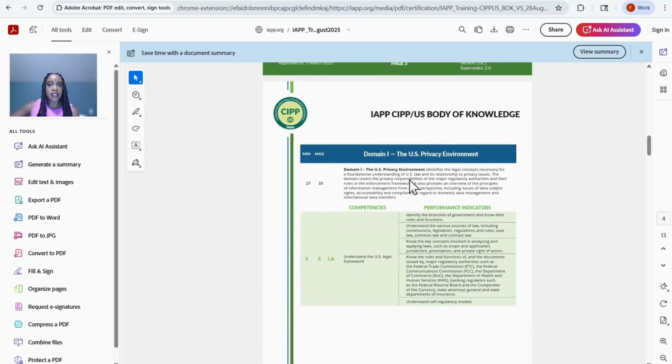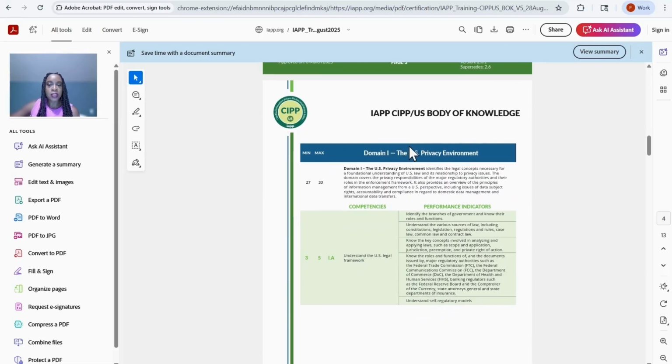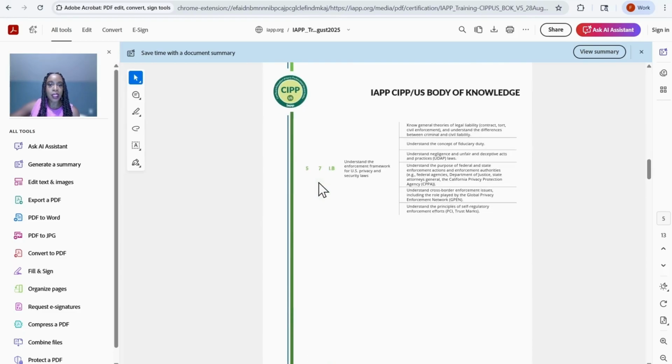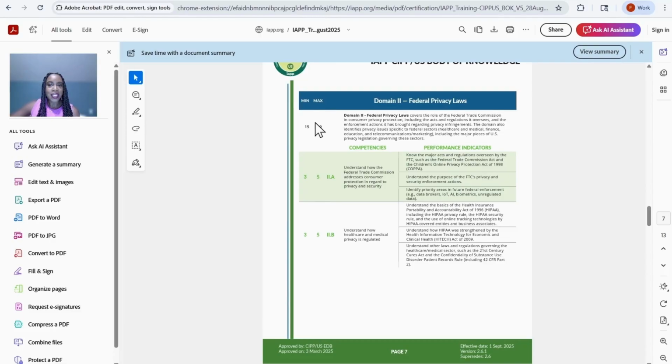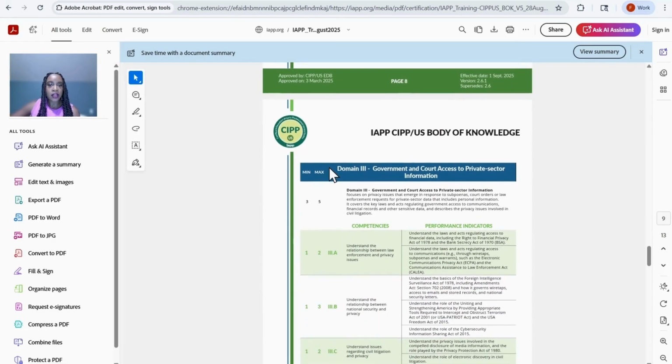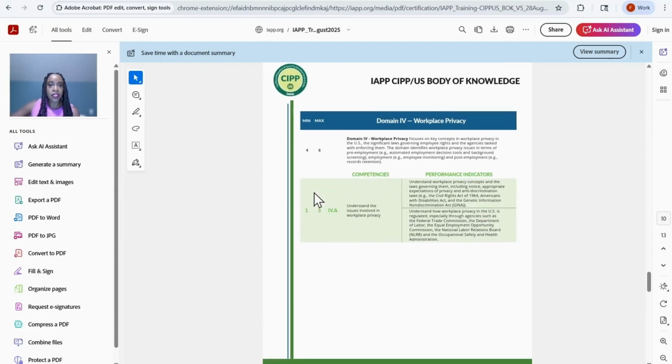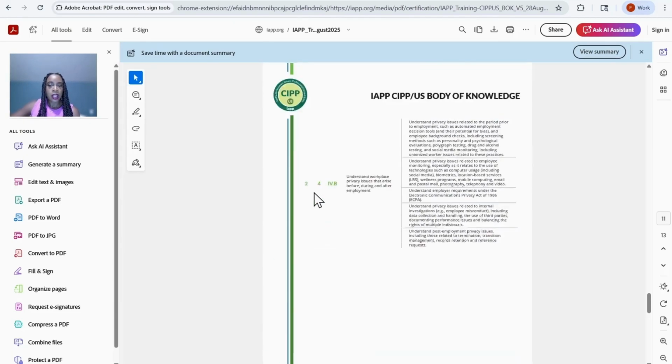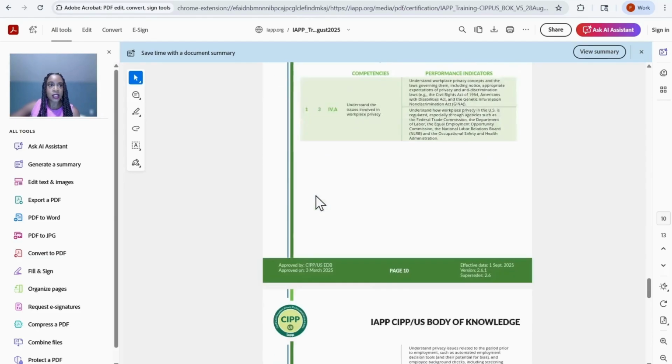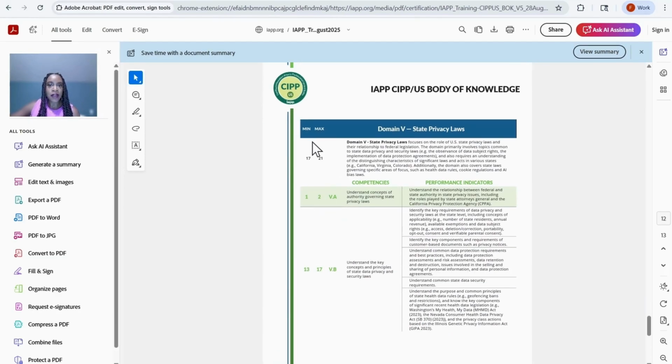I usually scroll down and I start looking at the domains. We can see here domain 1 is about the US privacy environment. The first thing that I do is I look at the minimum and maximum amount of questions that I might get. So I create a folder on my laptop and I will start putting together all the resources that I need. But I want to look at which of the domains has the most questions. So we can see domain 1 has a maximum of 33. Domain 2 has 19, right? And then domain 3 has a maximum of 5. Okay. Domain 4 has 6 questions. And then domain 5 has 21.